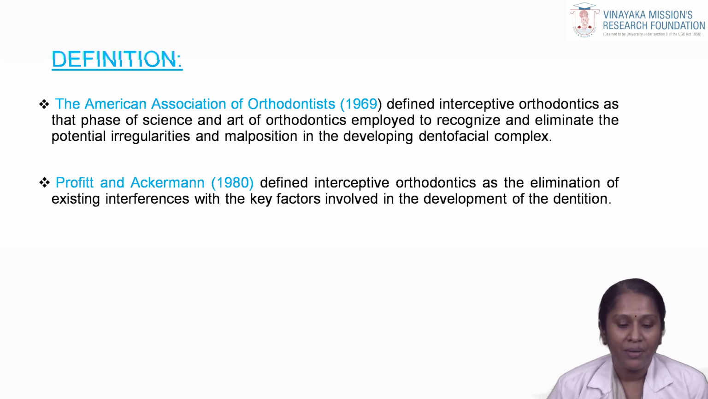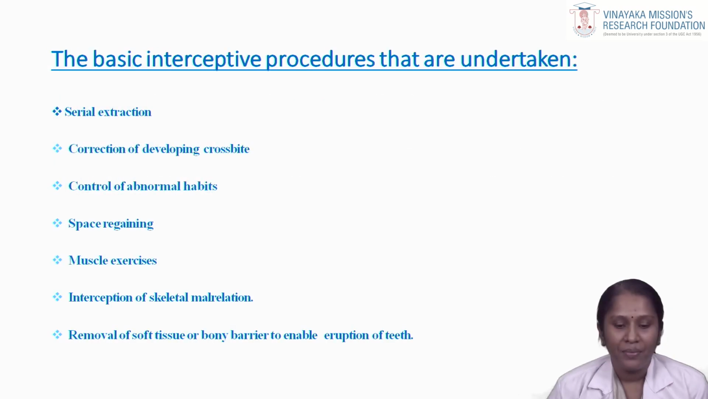The other definition is given by Proffit and Ackerman in 1980, who defined interceptive orthodontics as the elimination of existing interferences with the key factors involved in the development of the dentition. There are some basic interceptive procedures: serial extraction, correction of developing crossbite, control of abnormal habits, space regaining, muscle exercise, interception of skeletal malrelation, and removal of soft tissue or bony barrier to enable eruption of teeth.